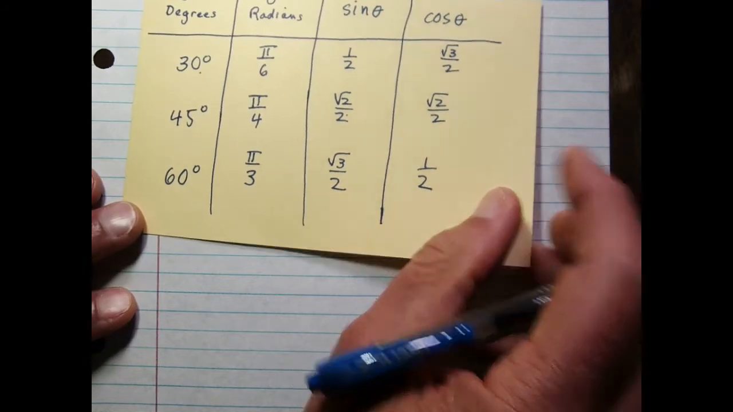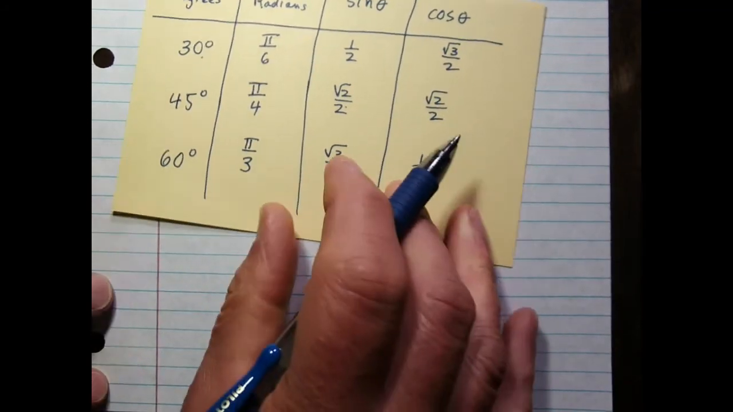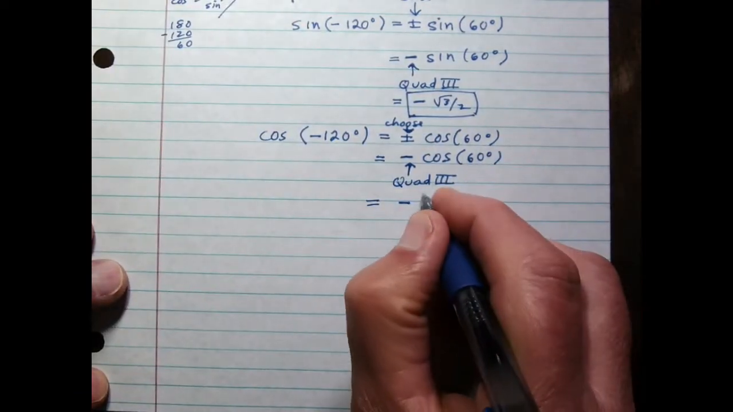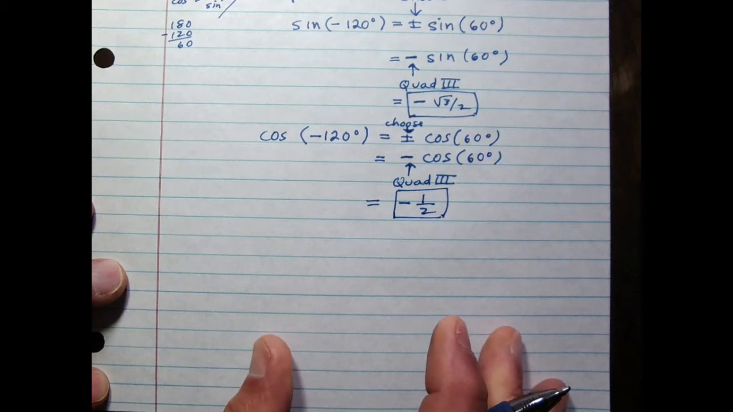That I shouldn't have to even look at my yellow card. I want to have this in my head. It's 1/2. So it's negative 1/2. Both the sine and cosine are negative for negative 120 degrees.